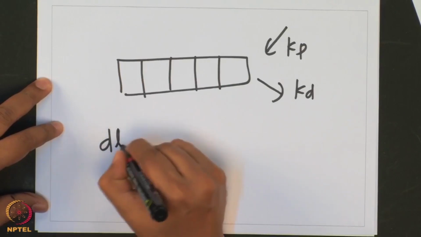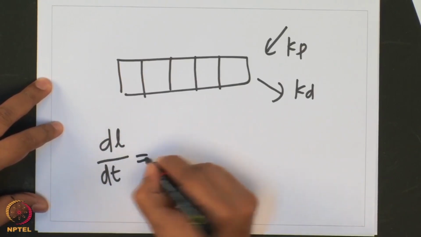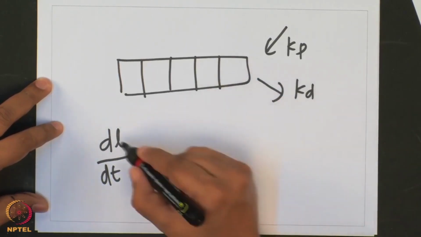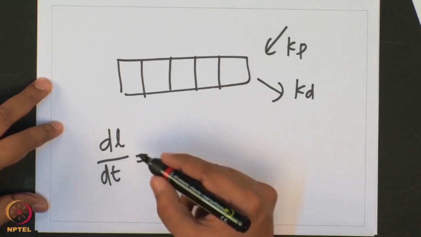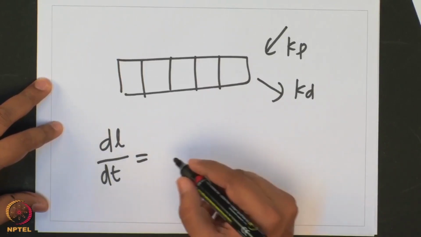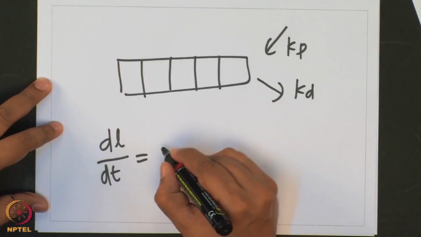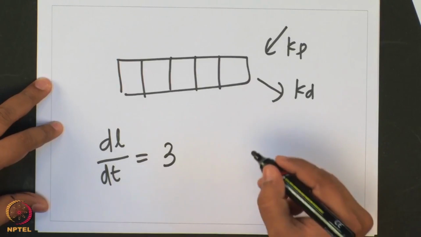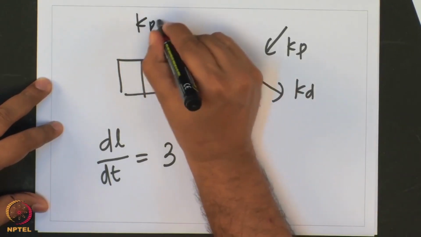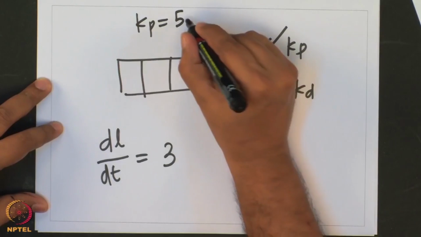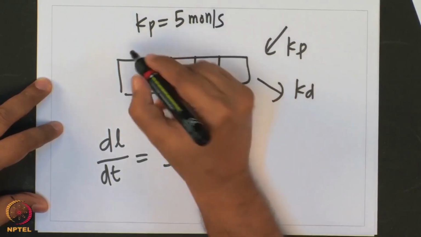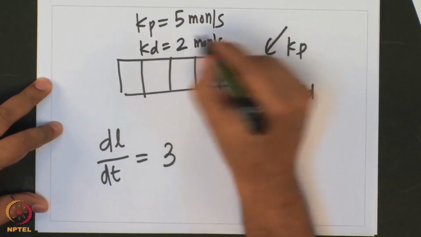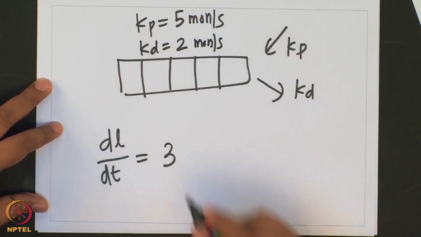And we wrote dl by dt, the rate of change of length. How does this length change with time? That is dl by dt. dl by dt is equal to Kp minus Kd. Let us say Kp minus Kd is 3. If I take Kp as 5 monomers per second and Kd as 2 monomers per second, Kp minus Kd will be 3 monomers per second.